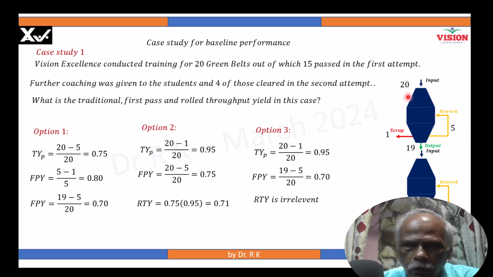Traditional yield is 20 minus 1 divided by 20, 0.95. First pass yield is 19 minus 5 divided by 20, 0.7. Rolled throughput yield is not relevant here. Or you can say that rolled throughput yield and first pass yield both are the same, because there is only one step, right? So RTY is irrelevant here. This option 3 is the correct answer.